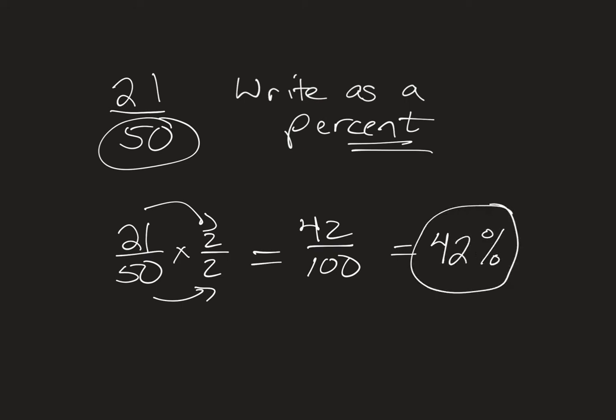So if on a quiz I get 21 out of 50, and I want to know what my percent is, that's a 42%. Not too good. Let's try one more example. 17 out of 20. I want to write that as a percent.